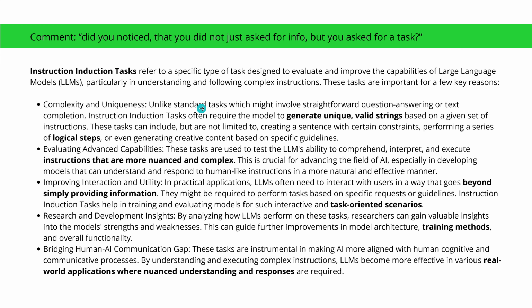Complexity. We want to generate unique and valid strings given a set of instructions. So this is about, is the model able to perform some logical steps? And then instructions can be really nuanced and really complex. And we want to see, does the model really understand also the detail? It goes absolutely beyond simply providing information, where the LLM has to extract information. But I want the LLM to perform also a task. So we have task-oriented scenarios, and this is why I chose this very particular format in my last video. However, this gives us an insight into optimization, how we train our LLMs and how we achieve an overall better functionality. And of course, it's about real-world application.